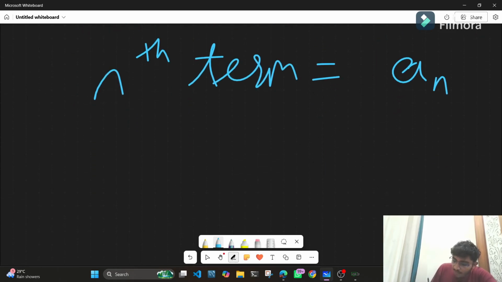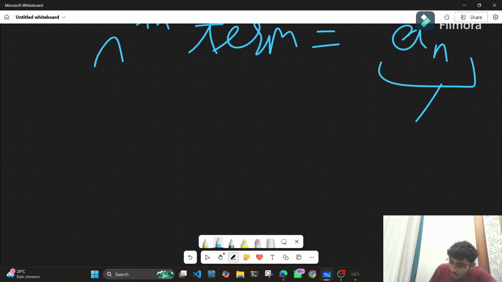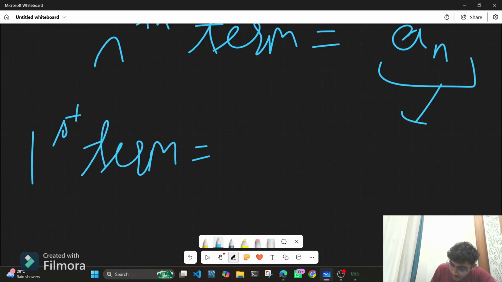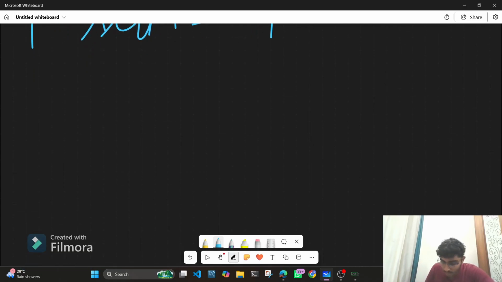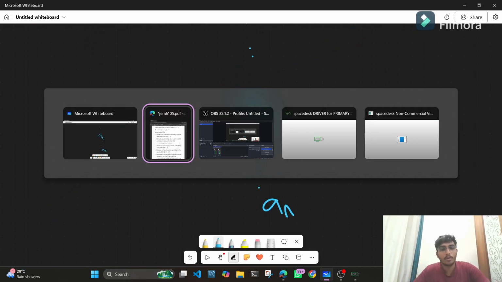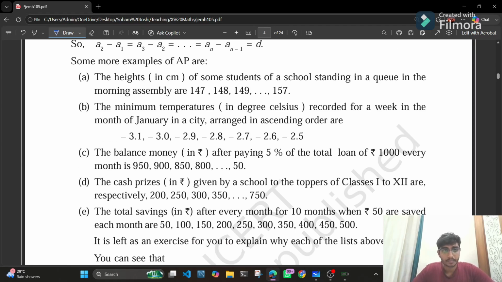So basically, if we put 1 in this, we get the first term, right? So first term is a1, and similarly a2, up to an. I hope that is understood.